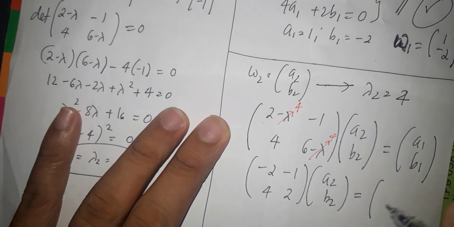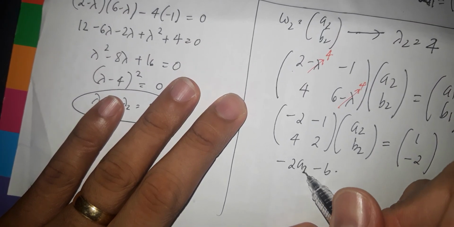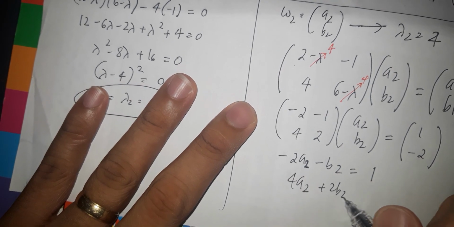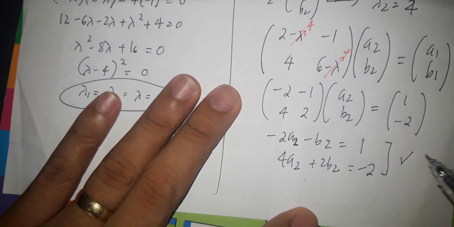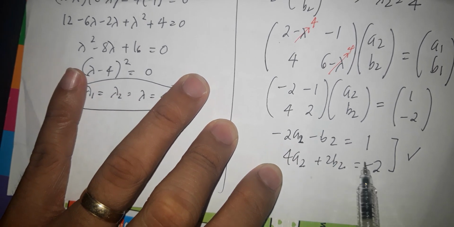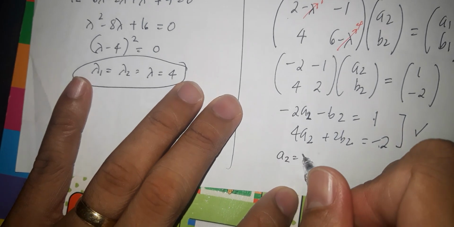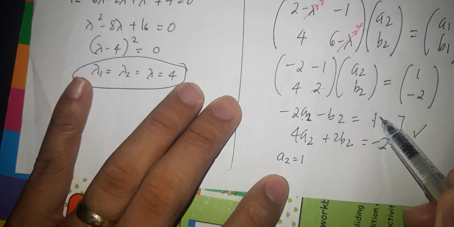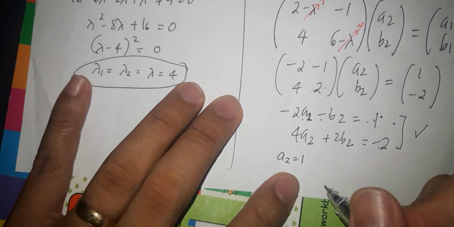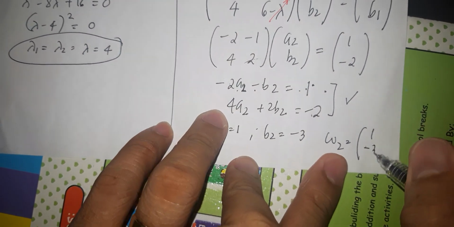A2, b2 is equal to the value of a1, which is 1, and the value of b1, which is negative 2. So this gives you negative 2a2 minus b2 is equal to positive 1, then 4a2 plus 2b2 is equal to negative 2. Notice that these are still parallel. If I divide this all by negative 2, it becomes negative 2a2, negative b2, positive 1. So still parallel, so we're still on the right track. Now if a2 is equal to 1, transpose it, it becomes positive 2. So 1 plus 2 is 3. Divide by negative 1, then b2 is equal to negative 3. Then your omega 2 here is equal to 1, negative 3.